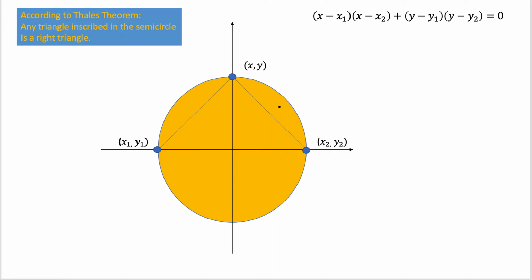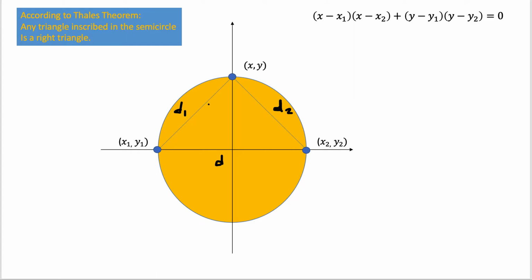Here, as we know, according to Thales' theorem, any triangle inscribed in a semicircle is a right triangle. So here is a point, and this triangle I just moved in the middle, and still the diameter is the same with the endpoints (x1, y1), (x2, y2). And (x, y) is equidistant from (x1, y1) and (x2, y2). First of all, let's write this distance between these 2 points as d2. And the distance between (x1, y1) and (x, y), let's denote as d1. And the diameter, let's denote with a small letter d.